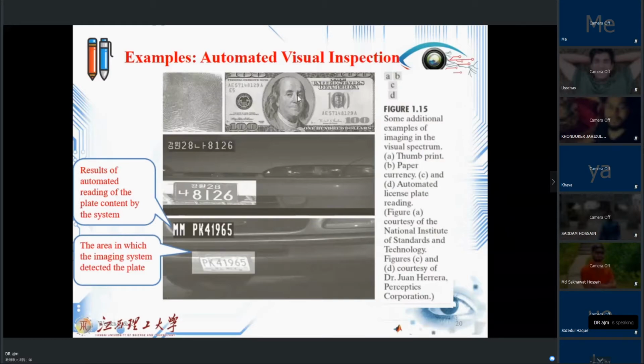I just show here that this is the area in which the image detected the plates, and that is why in the traffic rules they say that the plate should come in the middle of the frame.